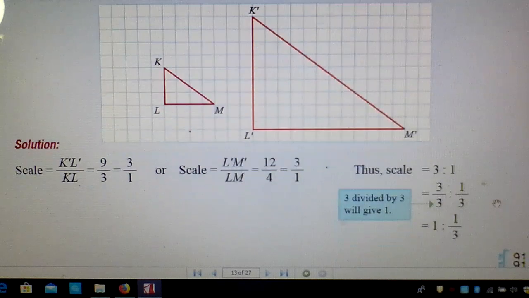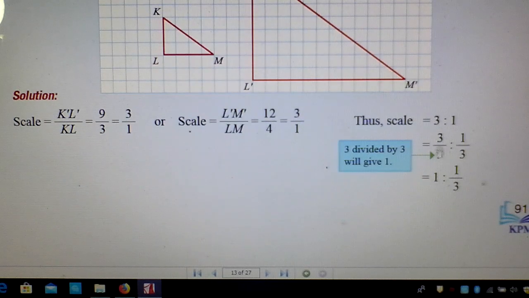So we get 3 divided by 3, which is 1, and 1 divided by 3, which is 1 over 3. So your scale for this drawing is 1 to 1 over 3. So here we get n less than 1. If n is less than 1, the drawing is bigger than the object. You can see here the drawing is bigger than the object.